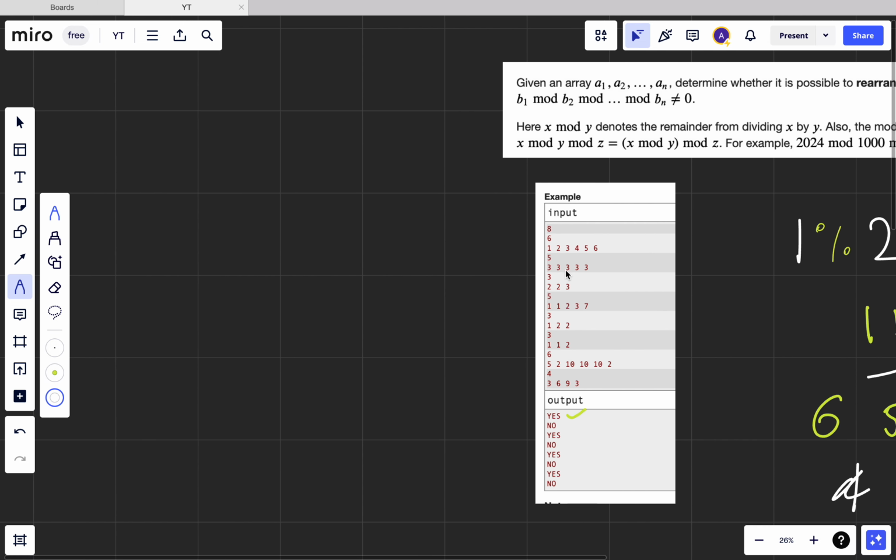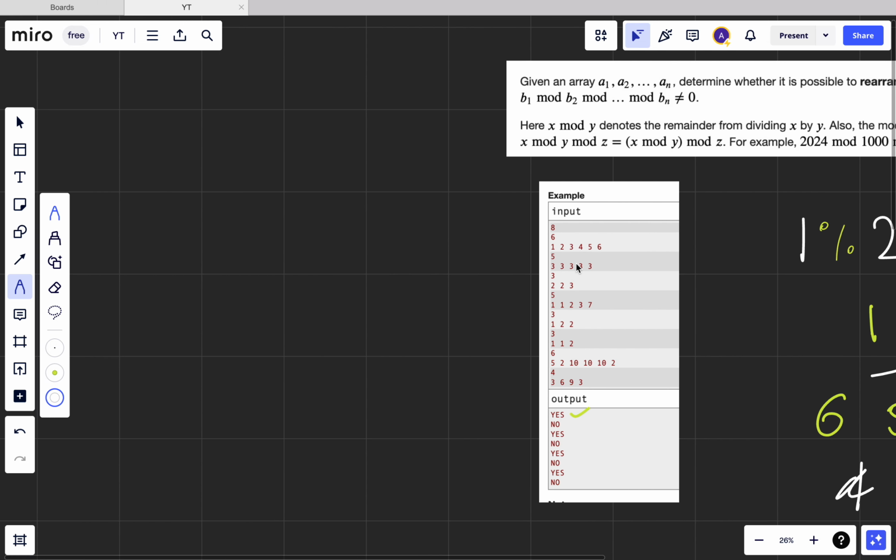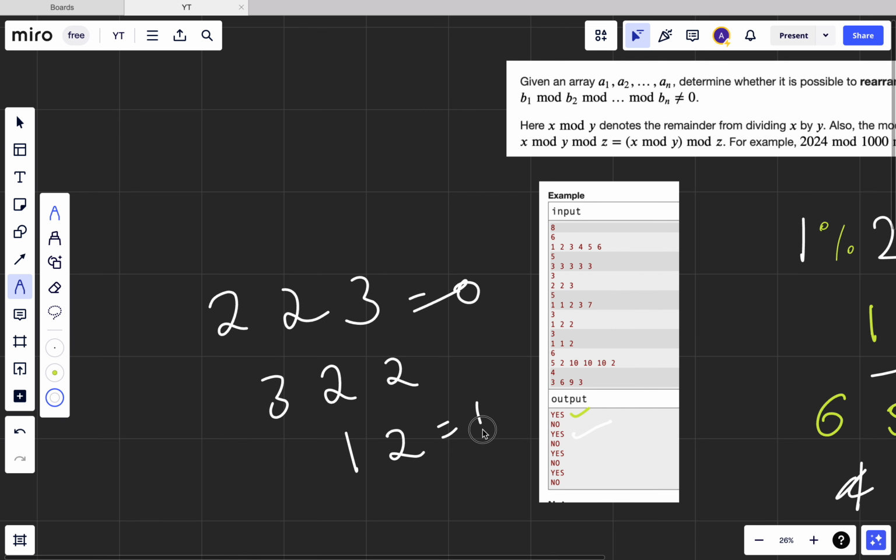Now let's try the other one. If all the numbers are 3, obviously it will be 0, right? And for 2, 2, 3, if we take 2, 2, 3, what happens? 2 mod 2 is 0, 0 mod 3 is 0. So that order gives 0, but they told us the answer is yes. What is the other combination? What they did is 3, 2, 2. 3 mod 2 is 1 and 1 mod 2 is 1.